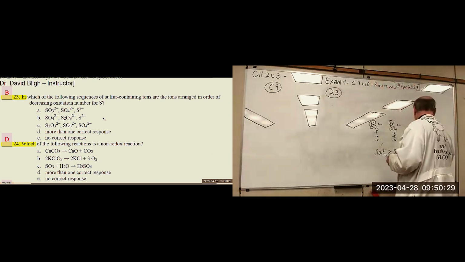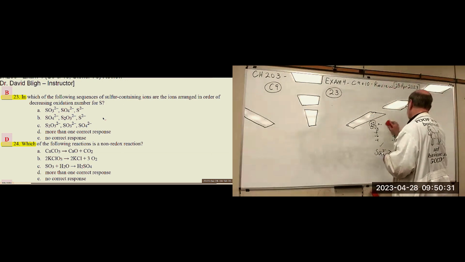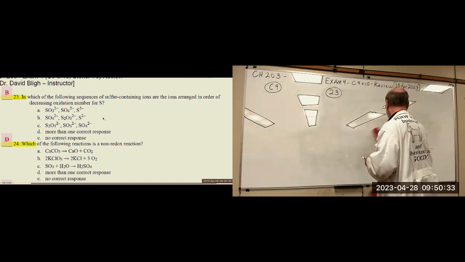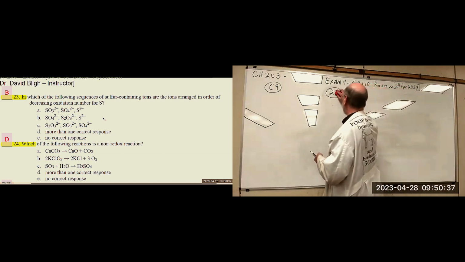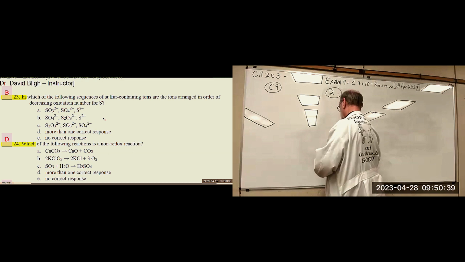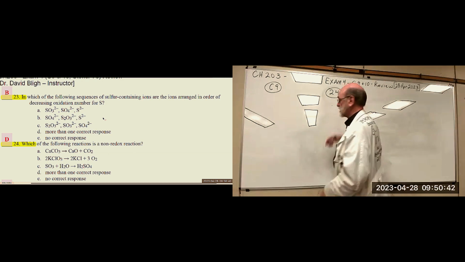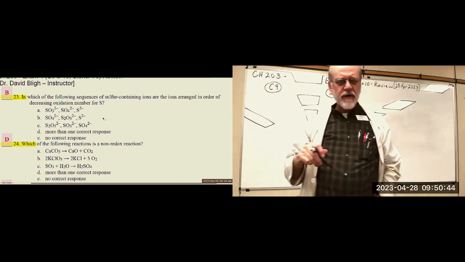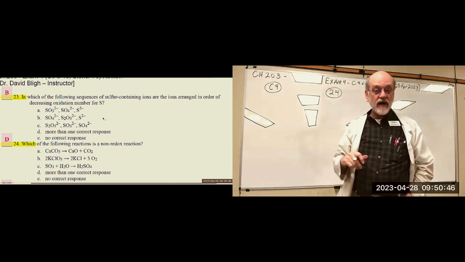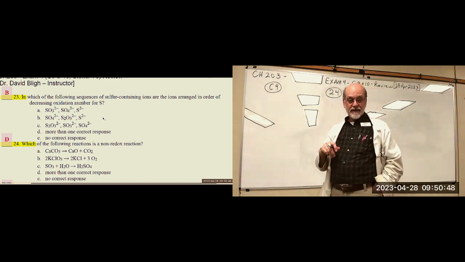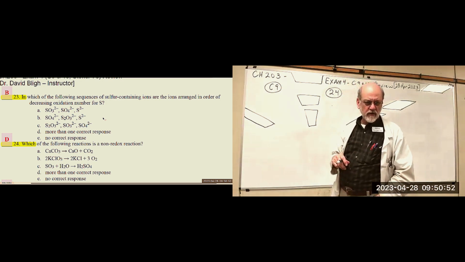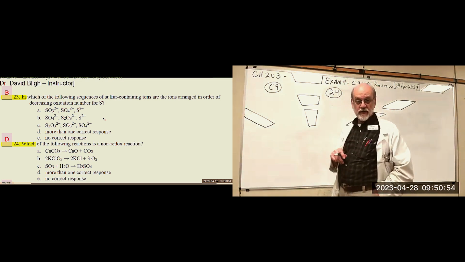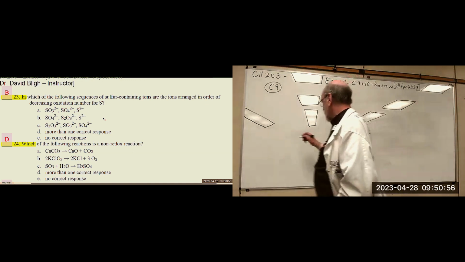24. Which of the following reactions is a non-redox reaction? Okay, so we have multiple choices at the bottom, more than one or none correct. All right, we got to do all 3 of them. So let's do A over here.